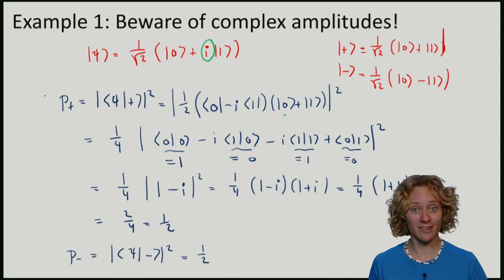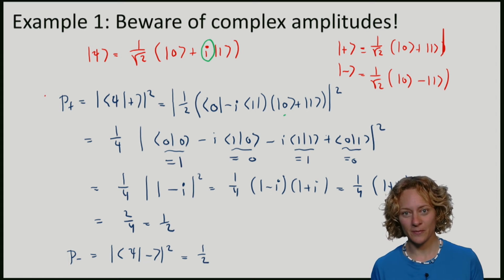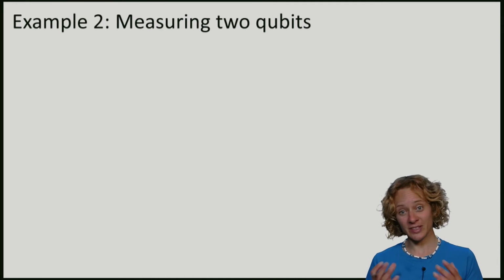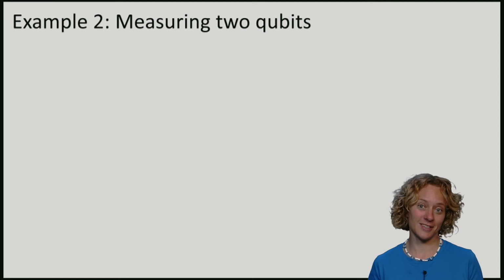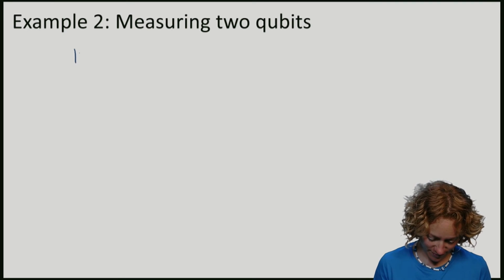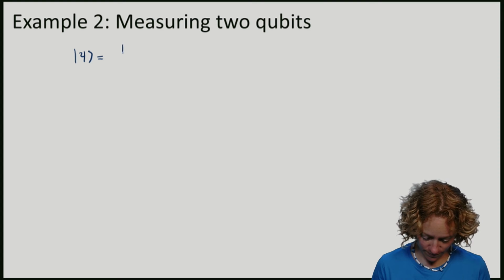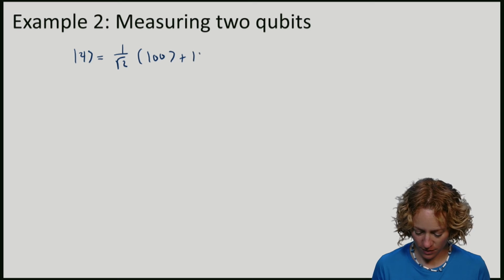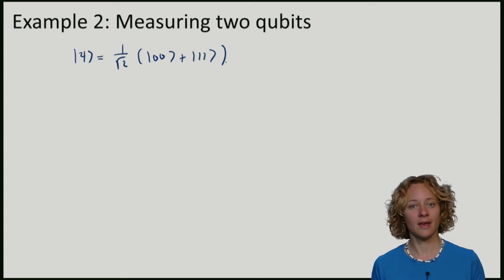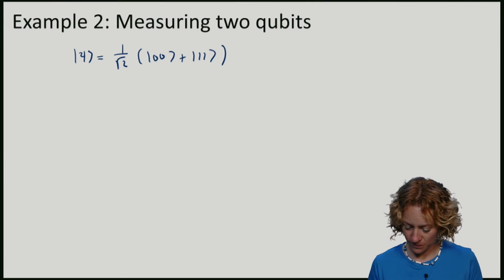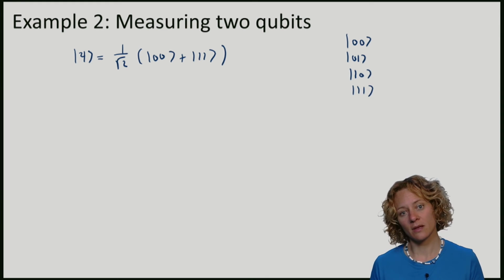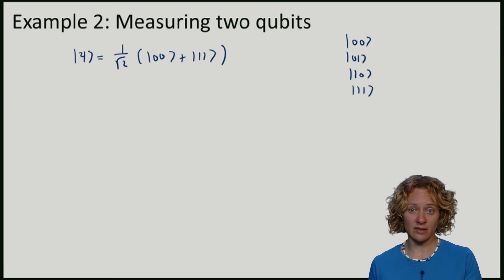Let's consider one more example where we measure two qubits, which are indeed in the famous EPR pair. We've seen this before, and now we will measure it in the standard basis. So this was the EPR pair. And we'll measure it in the standard basis, given by 00, 01, 10, and 11. So these are the elements of the standard basis.